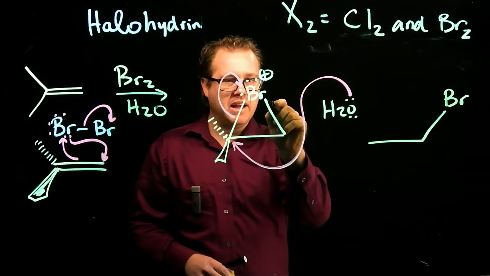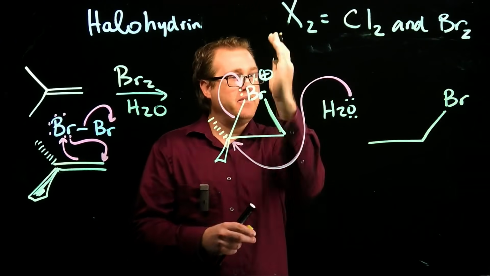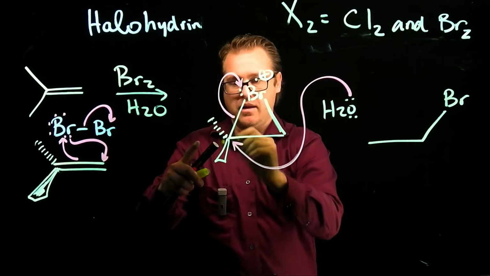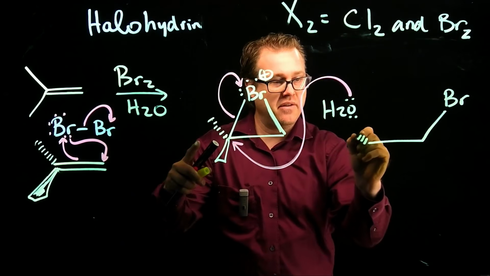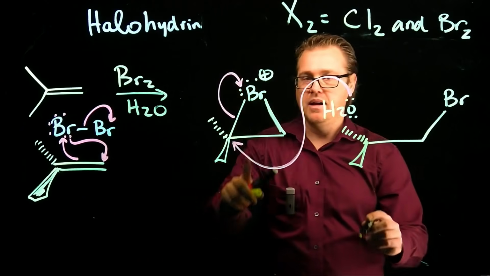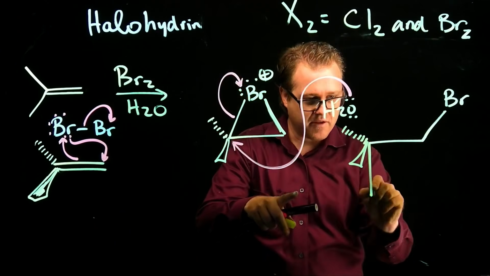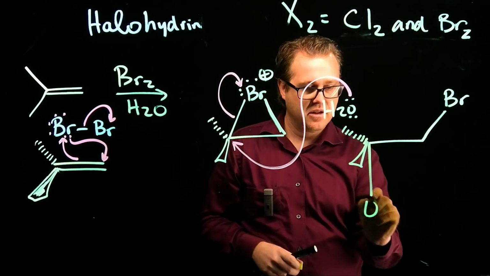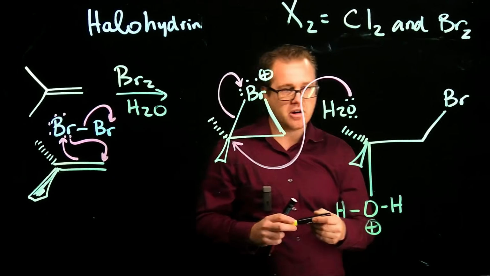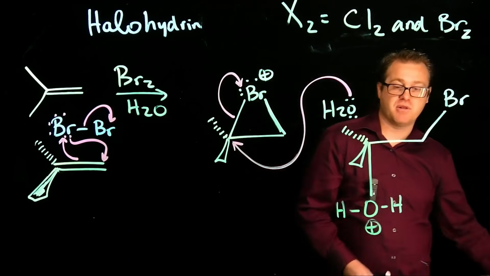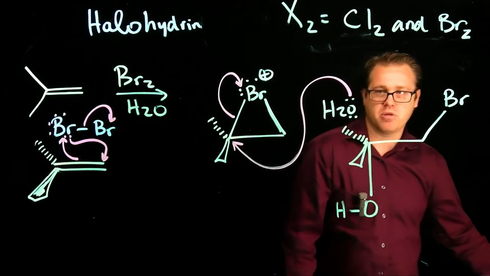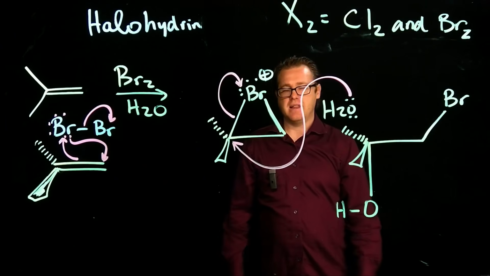Now, do you see how I'm leaving this bond right there? I'm leaving it up. And then these wedges and dashes, I just leave them as they are drawn. Just leave them. And then what? The water came in from underneath, like this. That would have to be positively charged. We do a proton transfer mechanism, and we get rid of one of those hydrogens to give us our product. Just like that.